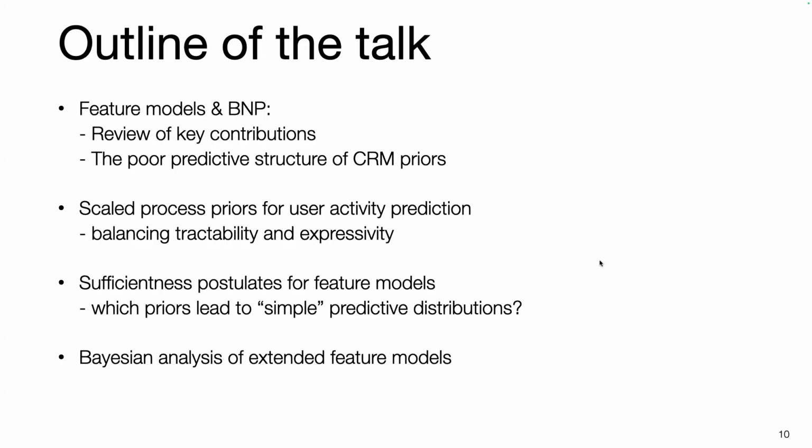Then I will be talking about a specific application of trait allocation models, of feature allocation models, for a problem of activity prediction in online A/B testing. And then I will move on to a more mathematical part of the talk, which will try to understand which priors lead to simple predictive distributions, and use this analysis to analyze the forest data that I just mentioned.